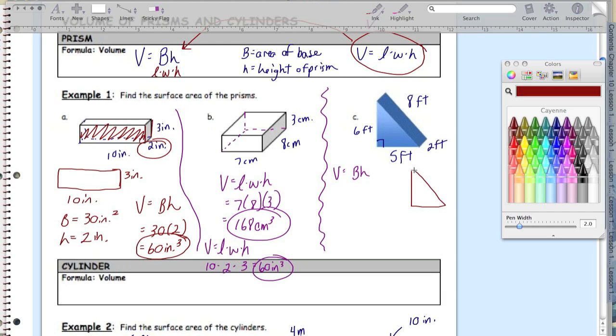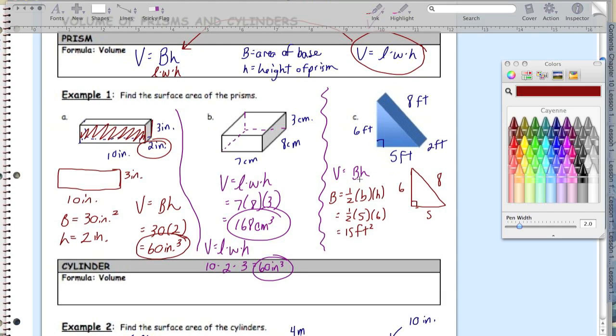And I'm going to label the parts they're telling me. This here is a right angle. It's 6 feet. This is 5 feet. And this long side, known as the hypotenuse, is 8 feet. The area of my base is going to be given by 1/2 base times height. 1/2, the base here is 5. The height is 6. 1/2 the base times the height is going to give me 15 feet squared.